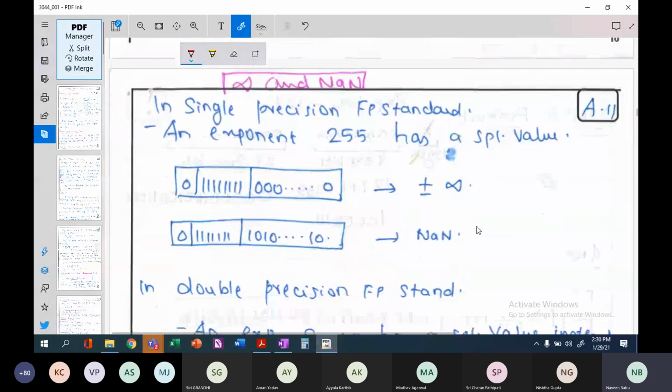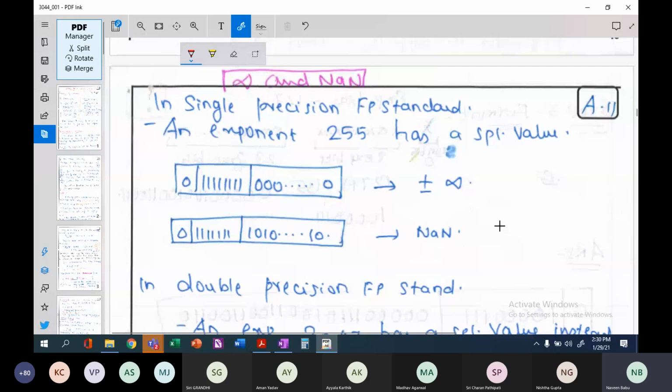Okay, and there are additional things that you need to know, especially in a single precision representation. If the exponent value is 255, which means all the bits of your exponent are 1111, then the floating point is representing a value equivalent to plus or minus infinity.